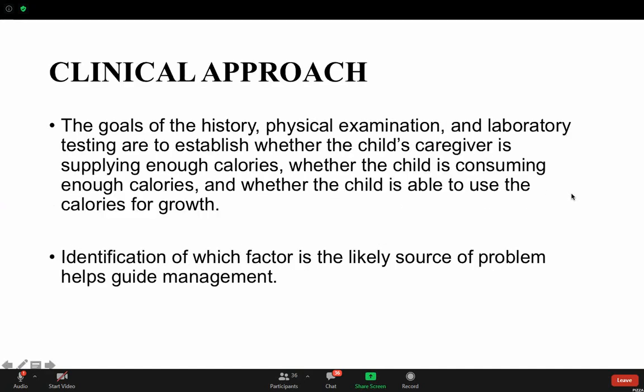The clinical approach, the goal of the history, physical examination, and laboratory testing to establish whether the child's caregiver is supplying enough calories, whether the child is consuming enough calories, and whether the child is able to use the calories for growth. لأن هذه الأشياء اللي عندنا، إنه supplies يكون كفاية. ثاني شيء إن الطفل يقدر يستخدم هذا السبلاي أو لا. تمام؟ Identification of which factors the likely source of the problem helps guide the management. لأن المانجمنت حقك بيعتمد على وين أصل المشكلة.